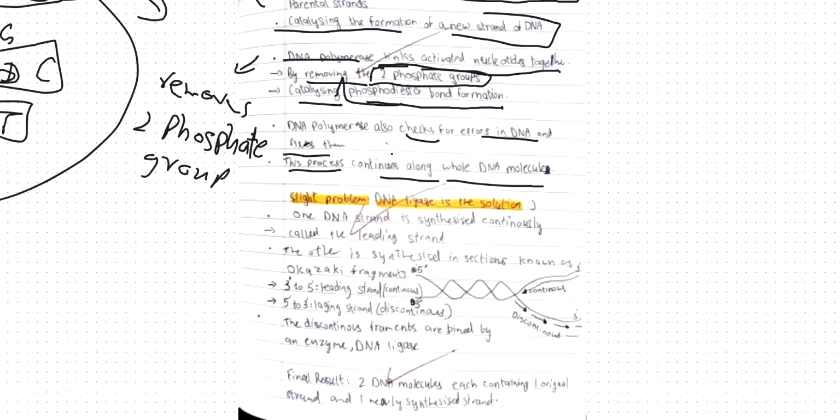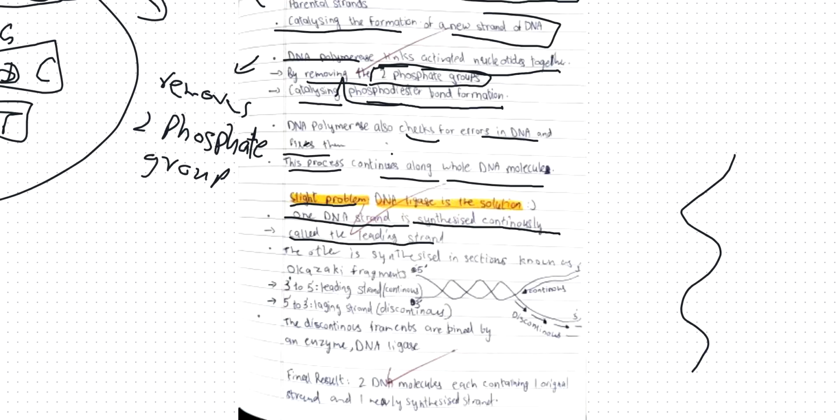So there is a problem with DNA replication because one DNA strand, right? When you have this DNA template, one DNA strand is synthesized continuously. And this continuously synthesized DNA is called the leading strand. But the other is synthesized in sections known as Okazaki fragments. What is this? Remember that DNA replication, right?